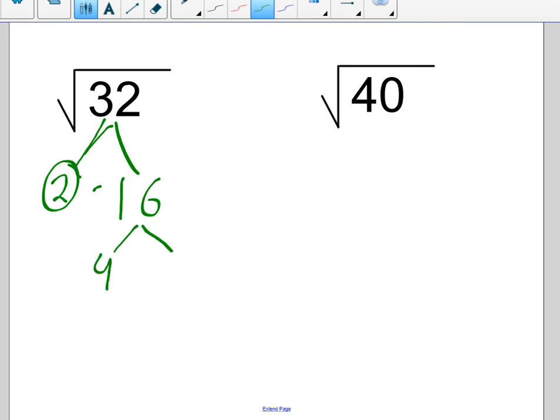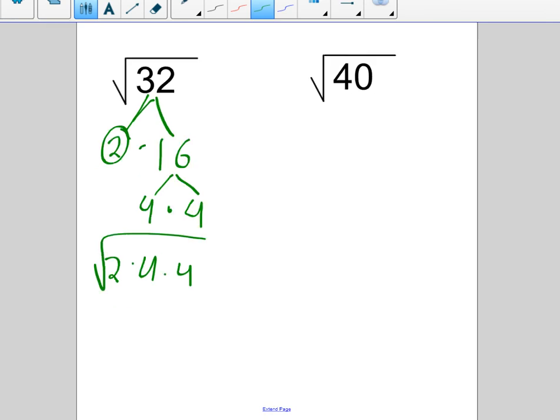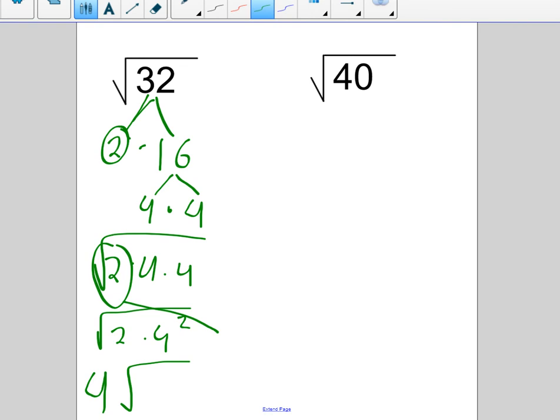16 I can break down into 4 times 4, and then I've got the radical of 2 times 4 times 4, because 2 times 4 times 4 is 32, or I've got the radical of 2 times 4 squared. Because I've now got the square root of a square number, that 4 is going to move outside the radical. But that 2, which didn't have a square on it, is going to be left inside the radical. And so the square root of 32 breaks down into 4 radical 2.